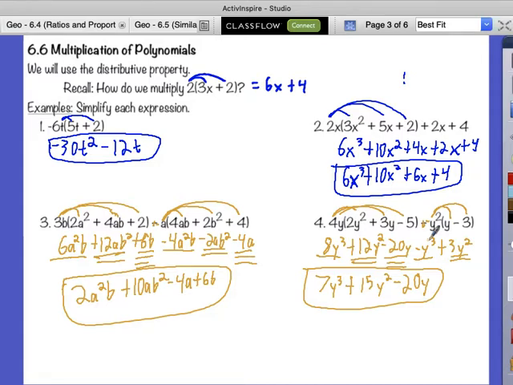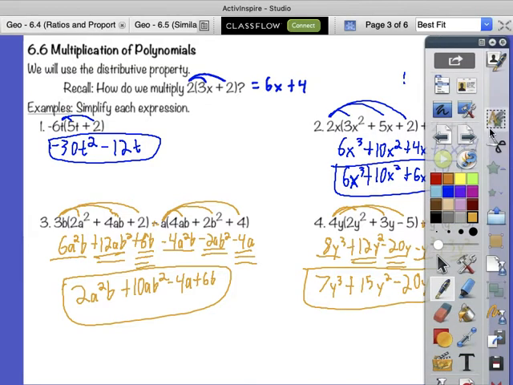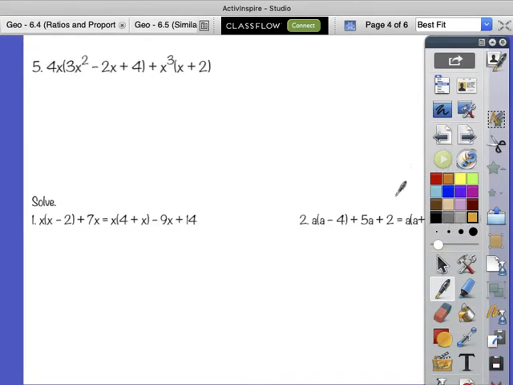Let's flip the page. Okay? We're actually going to skip 5. Let's move on to the solving portion.